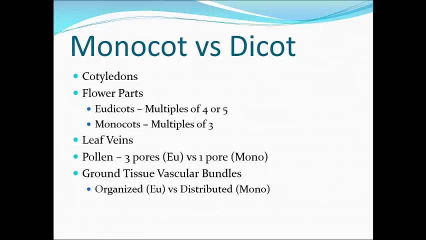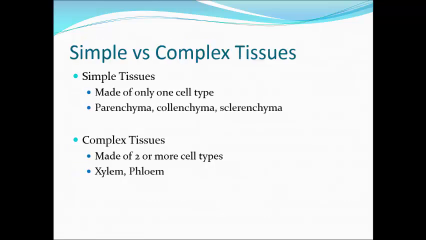And then for the ground tissue, the vascular bundles, the xylem and phloem, are either organized in a ring, like in the dicots, or they're completely distributed throughout the entire root and shoot, like in the monocots. So it could be either any one of those. One thing I didn't say is you need to know that parenchyma, collenchyma, and sclerenchyma are all types of simple tissues. So make sure you know those. I just want to make sure I clarified that.